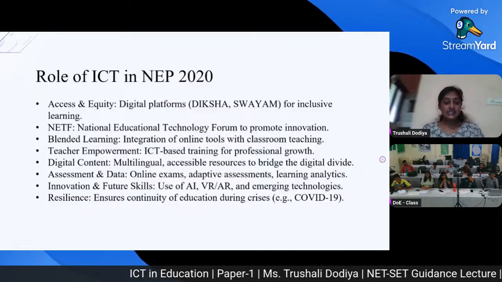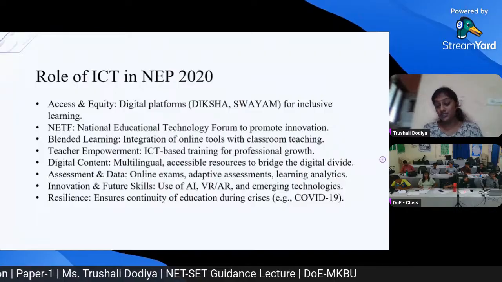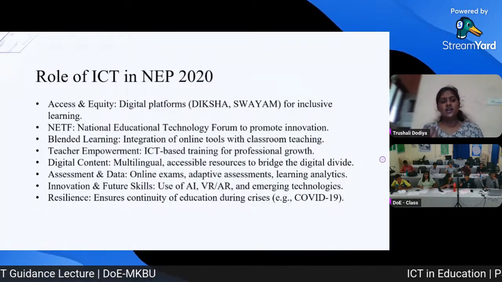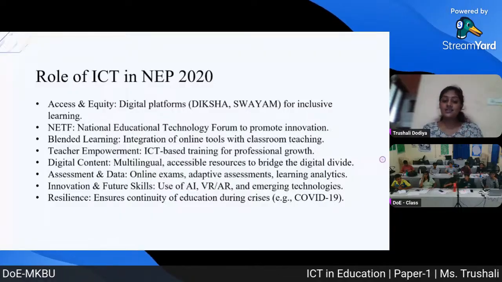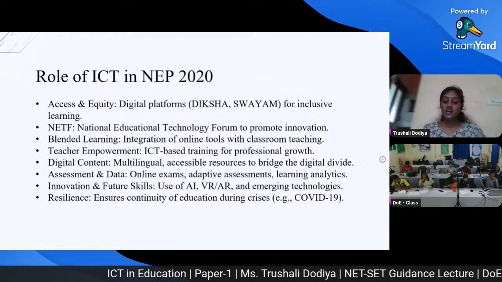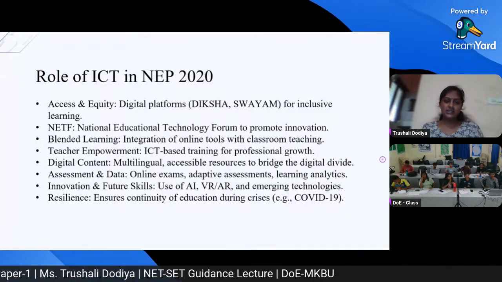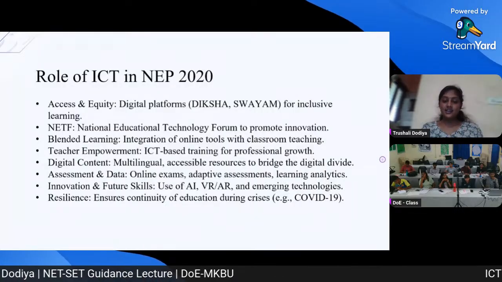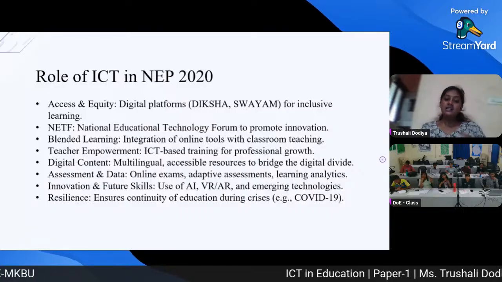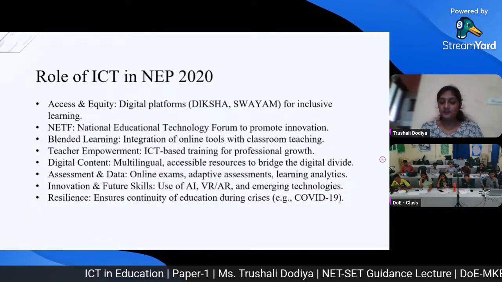Then there is resilience, which ensures continuity of education during crisis, like during the COVID period. Due to the use of ICT, we could reach out to our teachers, and our teachers reached out to us. So that was a sort of benefit of using ICT. Those who were opposing beforehand or are now opposing these things, they are just getting it during calamities, natural calamities or man-made calamities. These platforms, ICT tools and technologies can be beneficial for us.